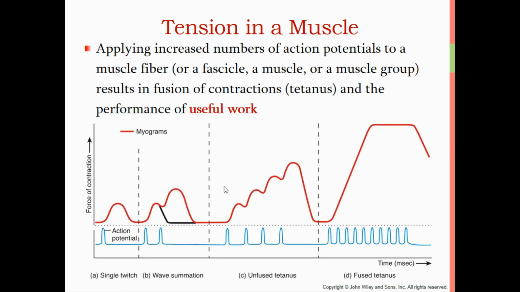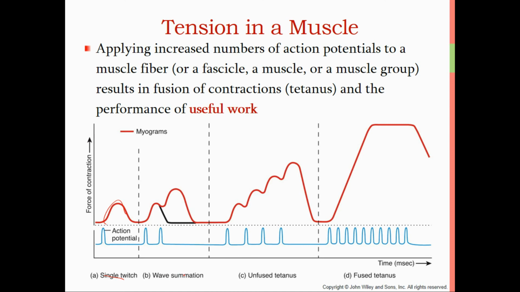And there are different kinds of muscle contractions that are out there. Applying an increased number of action potentials to a muscle fiber or a fascicle or muscle group results in fusion of contractions, which is called a tetanus, and the performance of useful work. So a single twitch right here is going to be one action potential and one muscle contraction.